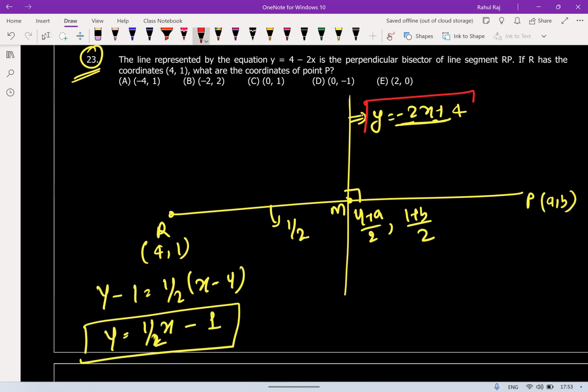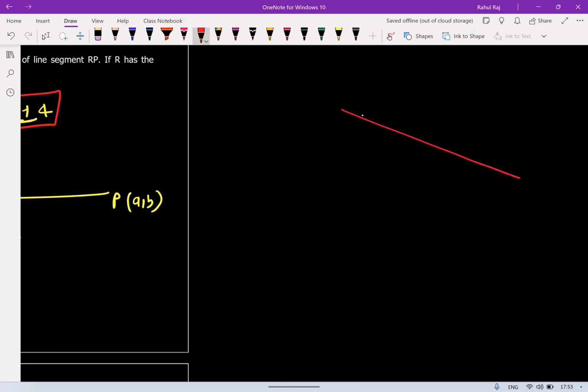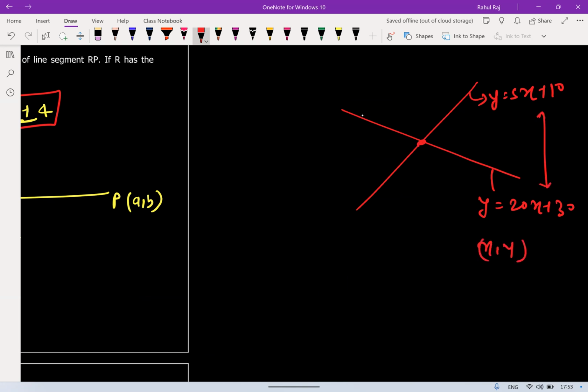If I solve these two equations, do I get the value of point x and y? And that point x and y is nothing but the intersecting point. So imagine this is a line that is given to you. Let's say this line equation is y is equal to 5x plus 10, and this line equation is y is equal to, let's say, 20x plus 30. Now you know that these two lines are intersecting. If you actually solve these two equations, you'll get the value of x and y. And that value is nothing but the intersecting point.